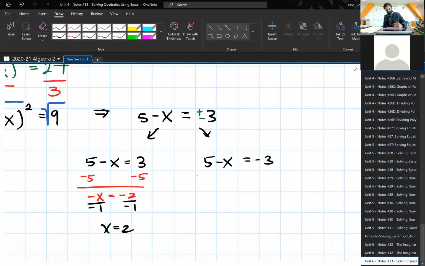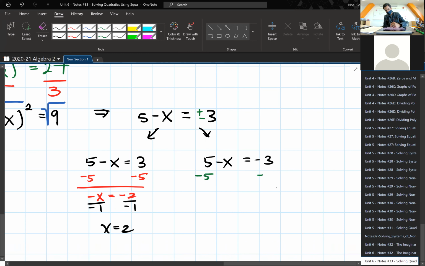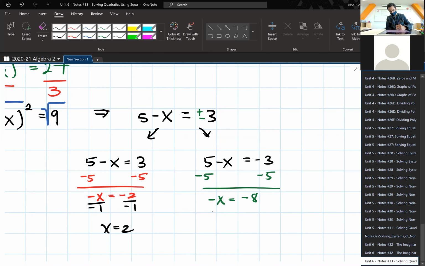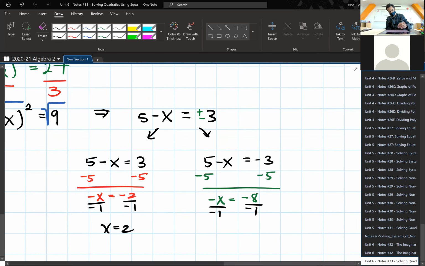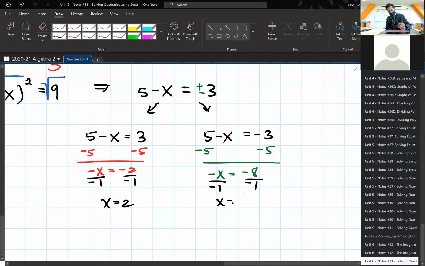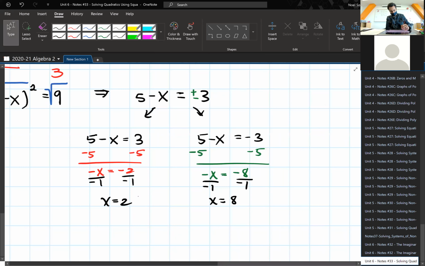On the right side, subtract 5 again. -x is equal to -8. And then divide both sides by -1. So x equals positive 8. So your two solutions are x equals 2 and x equals 8.